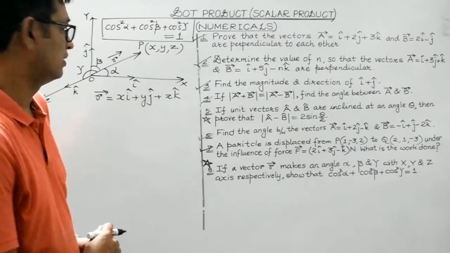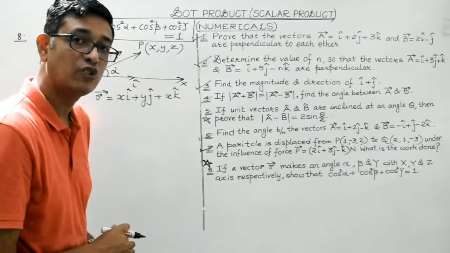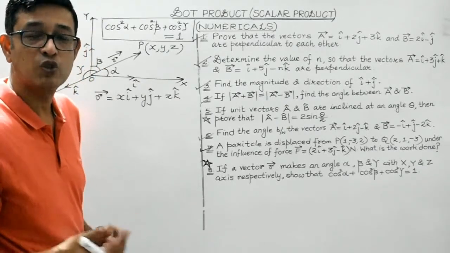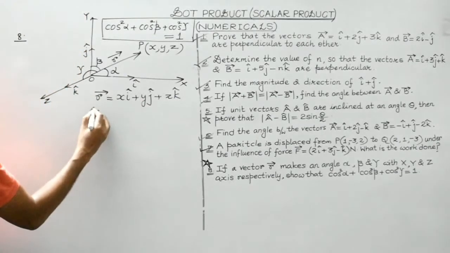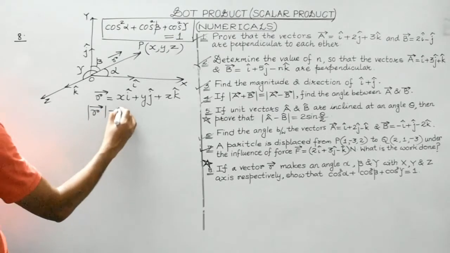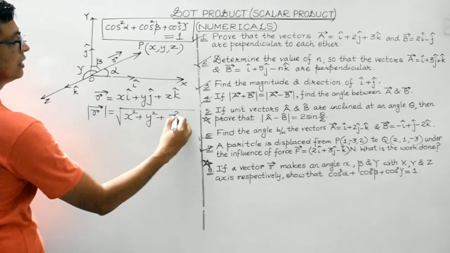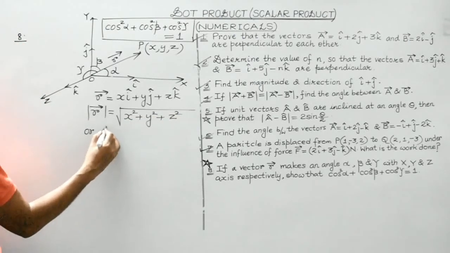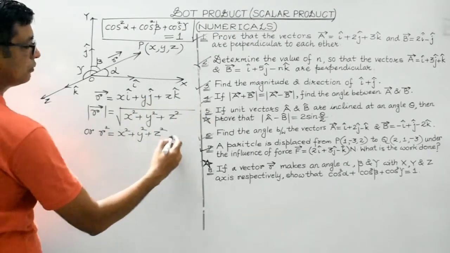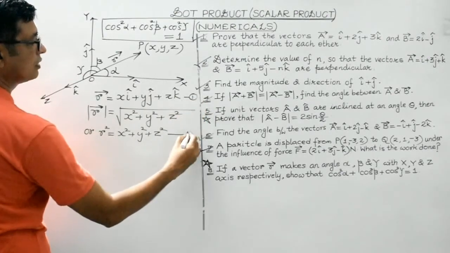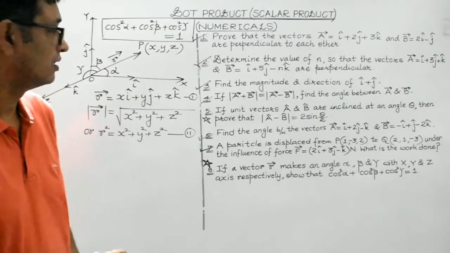Also students, we are aware that if a vector in terms of its rectangular components is represented like this, then its magnitude is given by the square root of the sum of the squares of the coefficients of i cap, j cap and k cap. We have derived this earlier, it will be x square plus y square plus z square, or it may be written as r square is equal to x square plus y square plus z square, squaring both the sides. So put this as equation 1, and this as equation 2. I hope that now you've understood each and every step, isn't it?